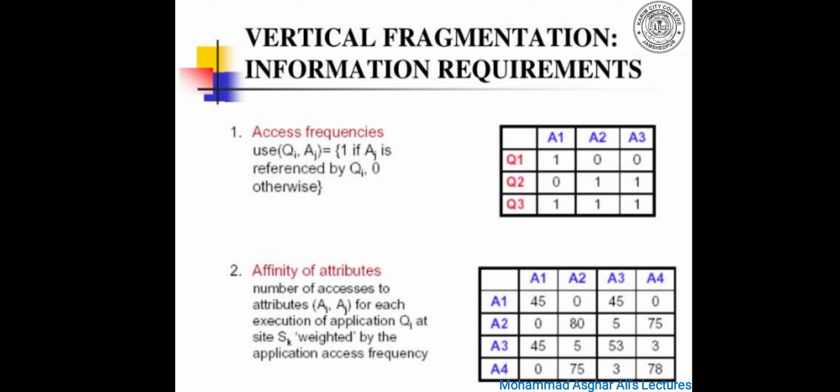Now, the information requirement for vertical fragmentation. The major information required for vertical fragmentation is related to applications. This measure is affinity of attributes, which indicates how closely related the attributes are. Unfortunately, it is not realistic to expect the designer or the user to be able to easily specify these values. Here we are using two terms: access frequencies, and second is affinity of attributes.